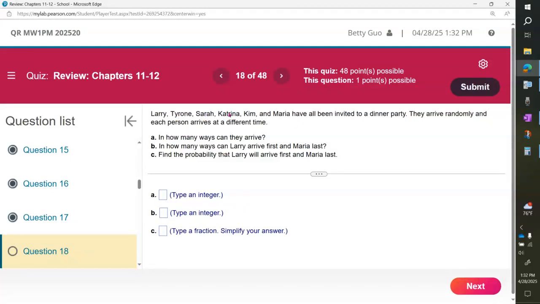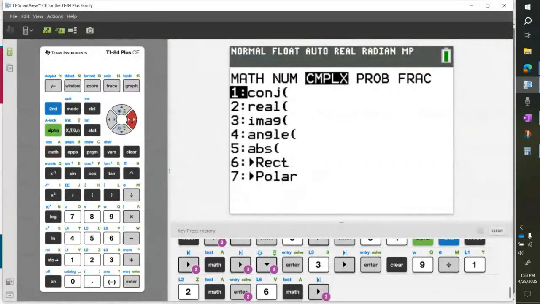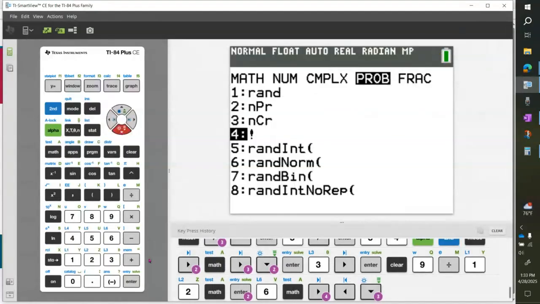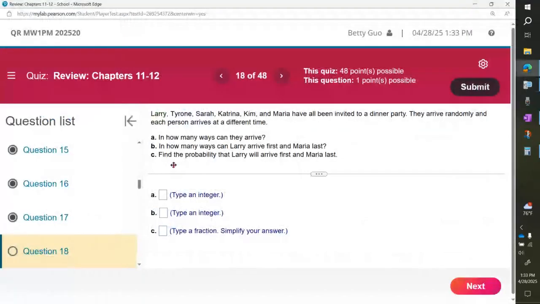So 1, 2, 3, 4, 5, 6. Okay, 6 people arrive randomly. The order, of course, matters. So this is a permutation problem. It is a full permutation, which is 6 factorial. Just double check: 1, 2, 3, 4, 5, 6. 6 factorial, or P(6,6). 6 factorial is 6 times 5 times 4 times 3 times 2 times 1, right? 720.